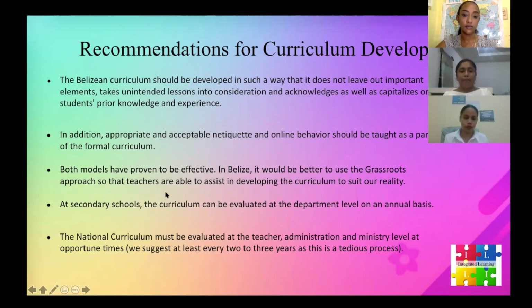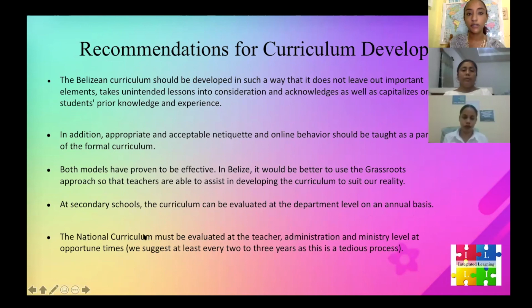At secondary school, the curriculum can be evaluated at the departmental level on an annual basis. It is important that teachers of each department evaluate at the end to see what objectives were met, which objectives were not met, and which ones they will either edit or carry on into the next year. This is what we spoke about, the gaps between the grade levels. It's important that teachers speak about what they were able to cover and not able to cover. It is easy for us to do this each year at the end of the year.